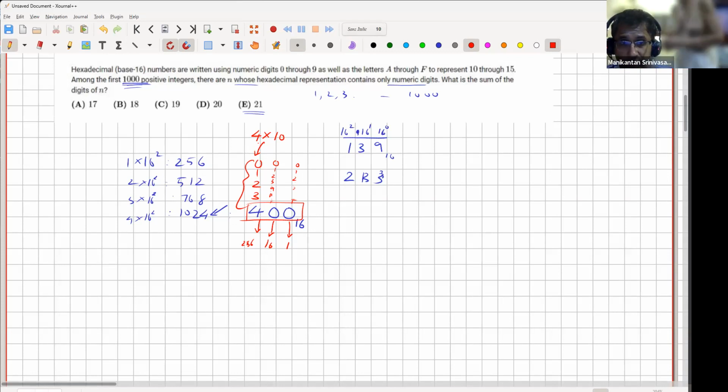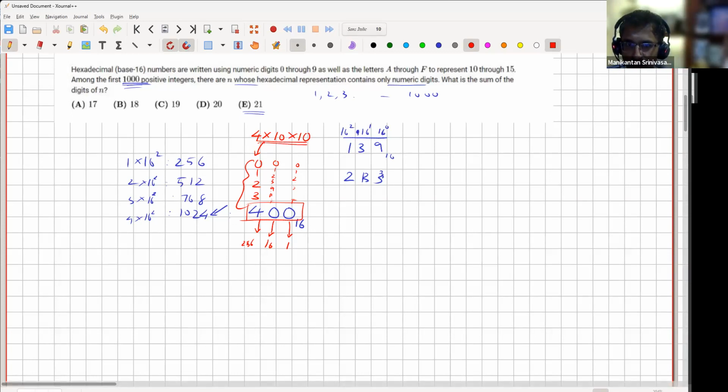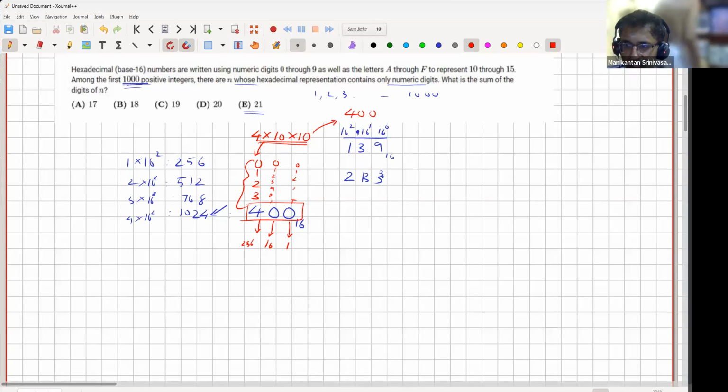Sorry, where was I? Okay, so the 16th digit can be anything from 0, 1, 2, 3, so on till 9, which is 10 digits. The next one can be any one of the 10 digits. So we have 4 into 10 into 10, which are 400 numbers possible, which are numerically less than 400.